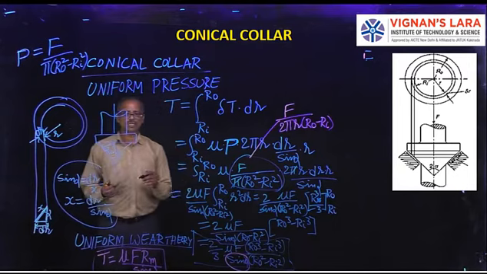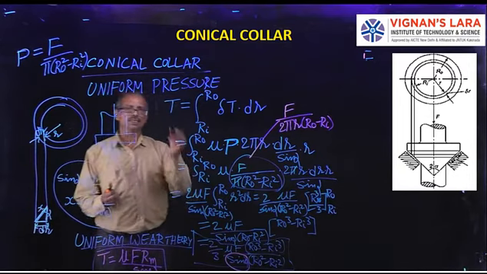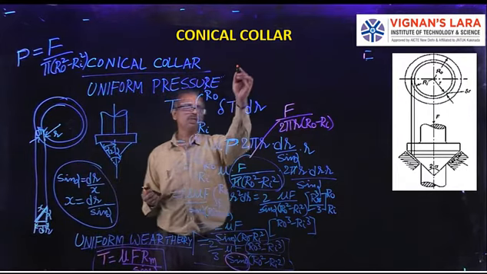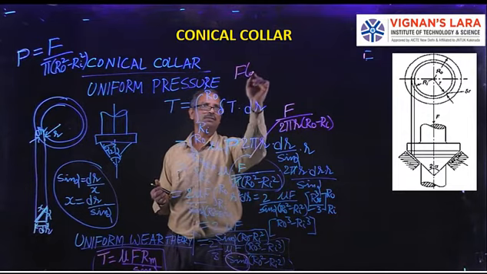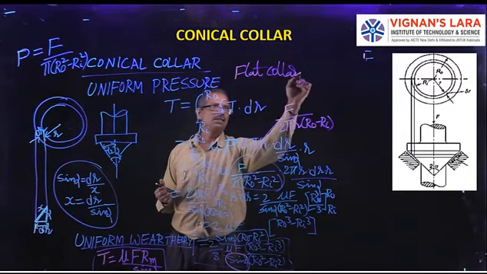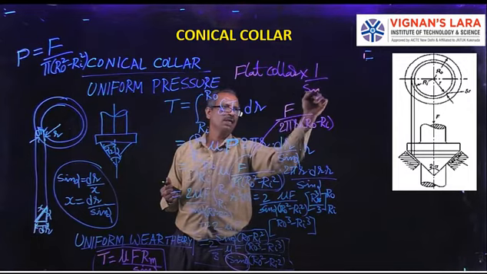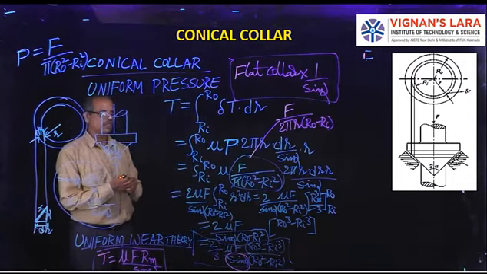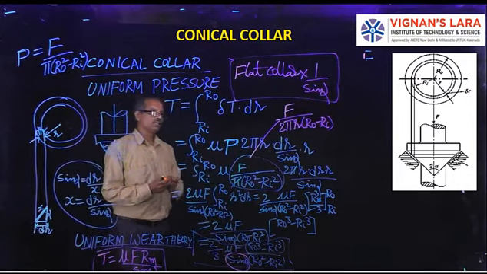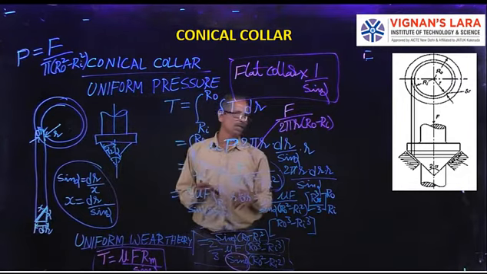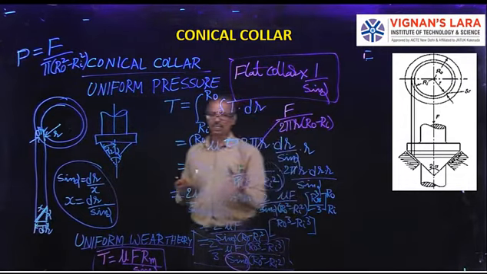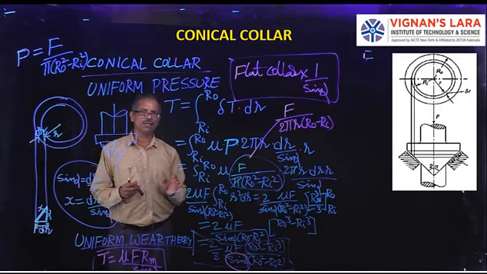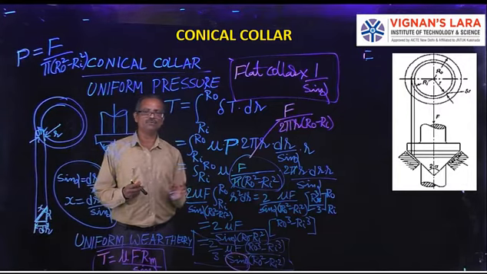So if you look at the two cases, flat collar and conical collar, the only difference is that whatever equation you get for the flat collar, multiplied by 1 by sin alpha gives the solution for your conical collar. The answer for the conical collar is the flat collar result multiplied by 1 by sin alpha. This is the case for flat collar and conical collar, under uniform pressure theory and uniform wear theory.